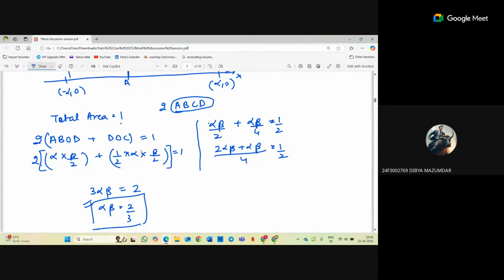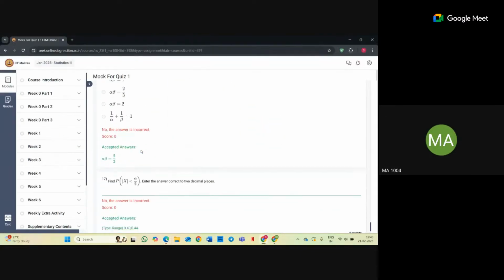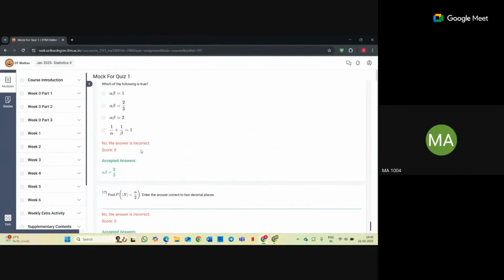Ma'am, why is my answer coming as 4 by 3 instead of 2 by 3? I have done it using the trapezium formula. Okay, just a second. Let others solve the other question. All of you, please note down this question, and till then I will clear his doubt.